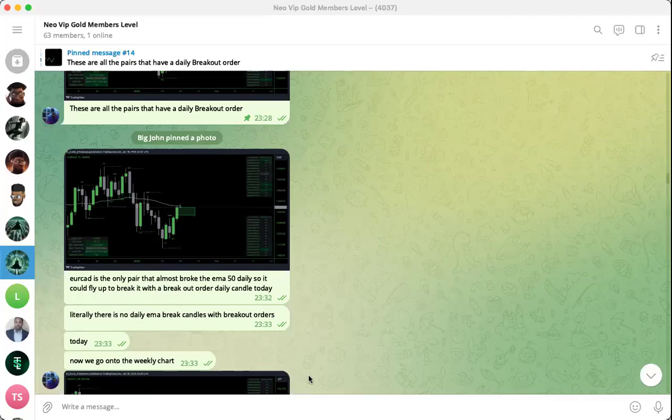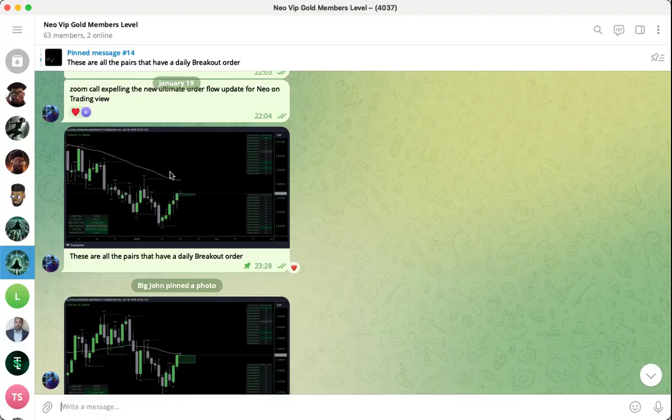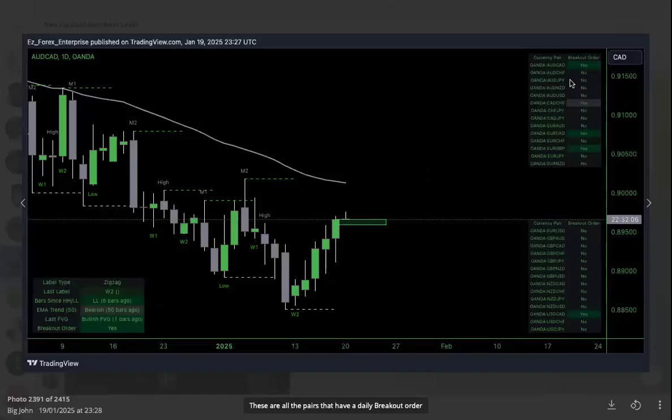Okay, so now I'm sharing the screen with my Telegram group here, and this is the Neo VIP Gold members level group. It's not a gold trading group, it's a gold level member. So it's people that are actually paying monthly for the service because they obviously appreciate what I'm doing and the time I take out to do this type of Zoom calls and to give you trade ideas and making the indicator itself.